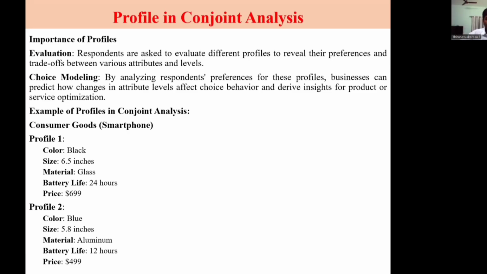Profile 2: blue color, 5.8 inches, aluminum, 12 hours, $499 is the price. So this is profile 1, and profile 2 is a different profile with different attributes and different levels in conjoint analysis. With these variations, the consumer can choose any one. Now the company is able to understand which attribute influences the buying decisions of the consumer.